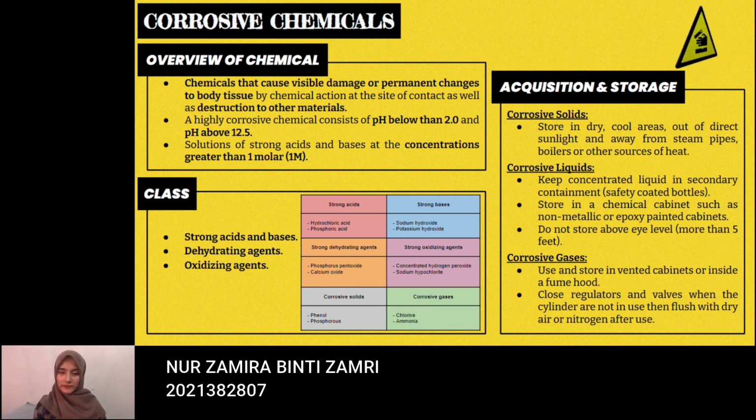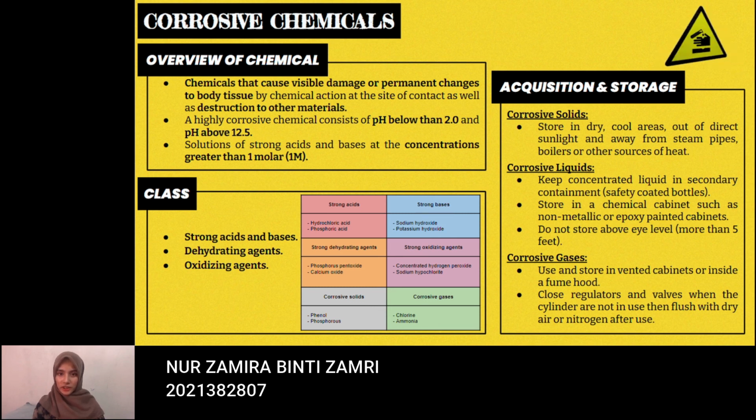A highly corrosive chemical has a pH below 2.0 or above 12.5. Solutions of strong acids and bases at a concentration greater than 1 molar are also considered corrosive chemicals. Next, there are three major classes of corrosive chemicals, which are strong acids and bases, dehydrating agents, and oxidizing agents. If you look at the table, there are a few examples of chemicals stated for each class.